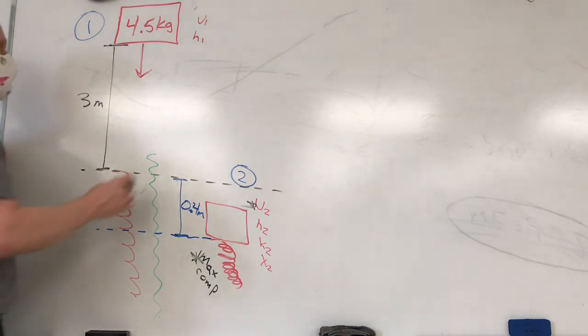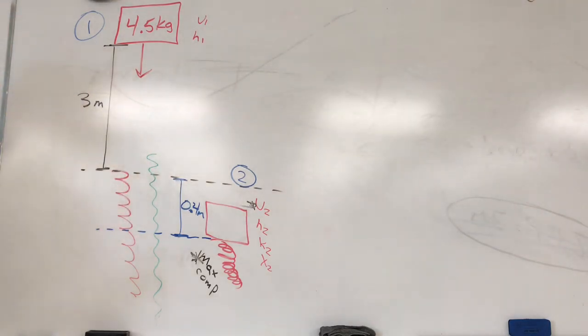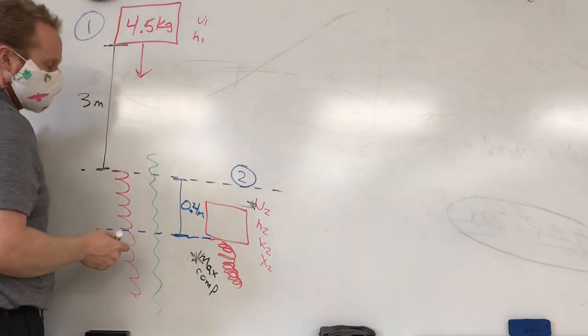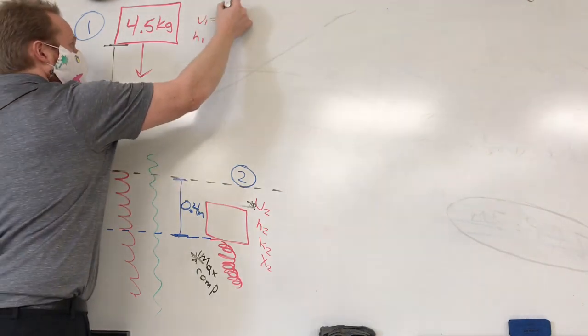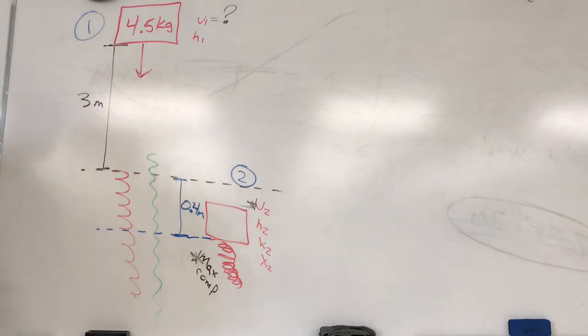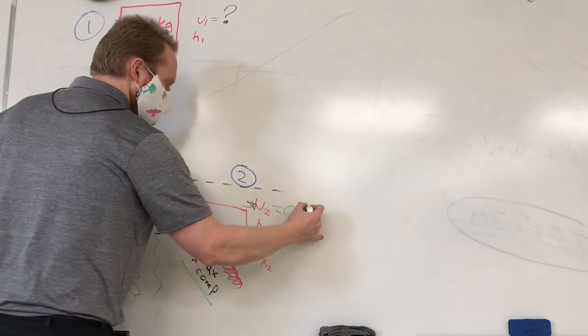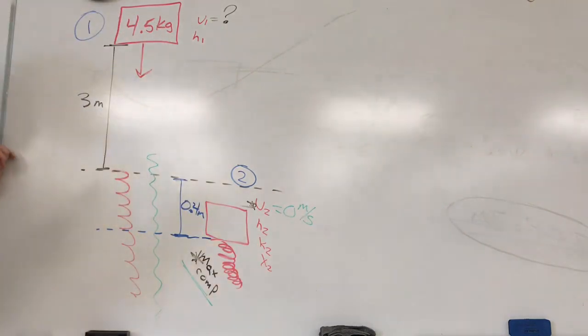So let's quickly go through, where's my question mark? Which one of these variables are we solving for here? It's asking how fast was that object moving at location 1. That's my V1. Now, if that's my V1, what's my V2? Nothing. Because it's at maximum compression, my V2 is 0, right? It stops. Right after that, it's going to start going back up.